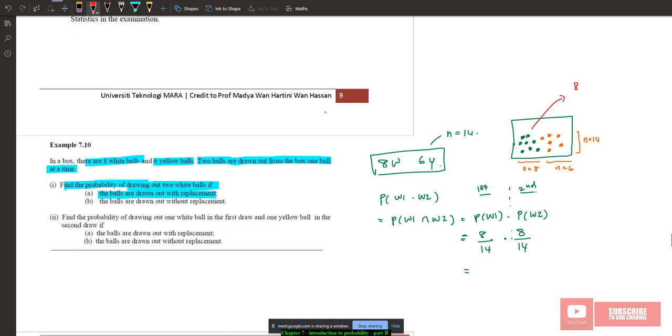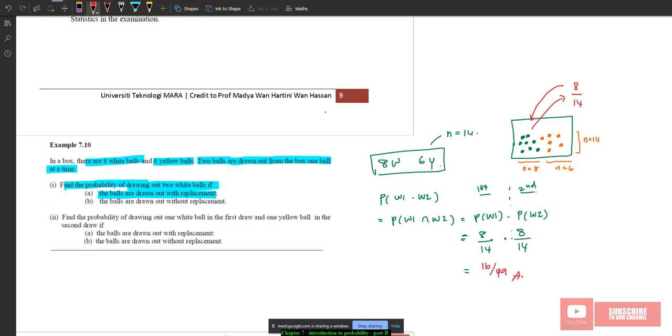So from 14 balls, right? And then daripada ball yang kita ambil tu, kita akan letak balik, right? Dah letak balik, so dia akan jadi 14 jugalah. Dan bola putih ada 8 juga. So that's why 8 over 14 multiply with 8 over 14, which is equal to 16 over 49.